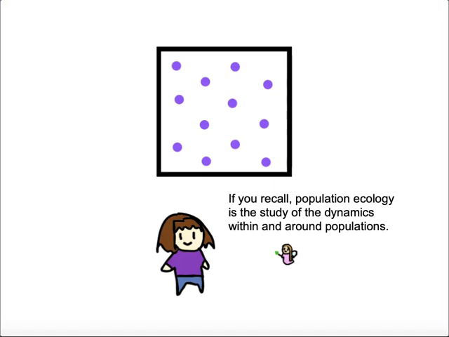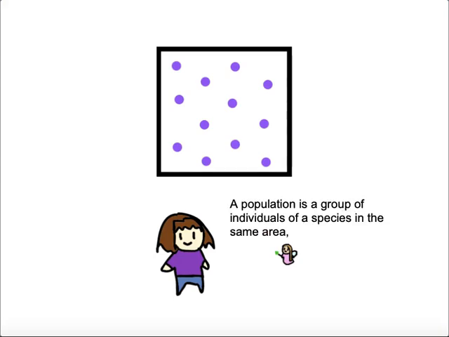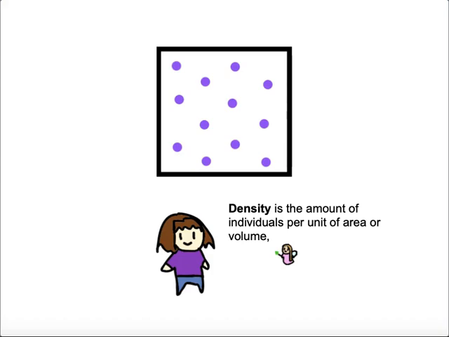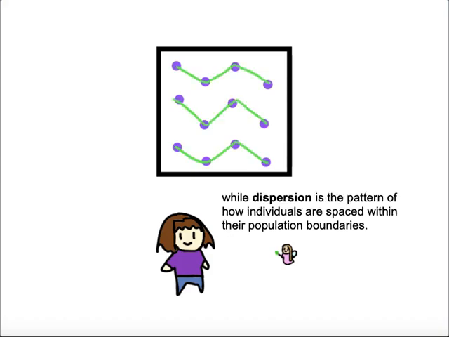If you recall, population ecology is the study of the dynamics within and around populations. A population is a group of individuals of a species in the same area, and it is defined by its density, dispersion, and demographics. Density is the amount of individuals per unit of area or volume, while dispersion is the pattern of how individuals are spaced within their population boundaries.